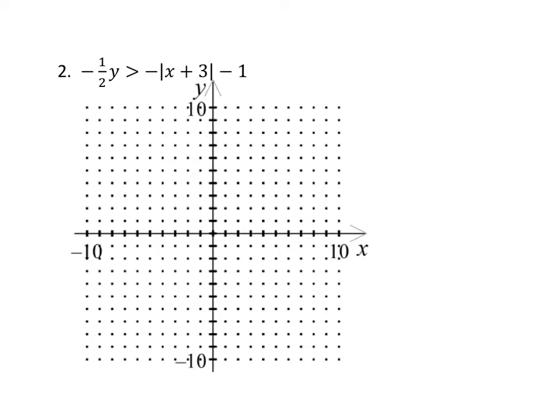And first thing we need to do is isolate y so that we can graph this absolute value function. And the first thing I'm going to do is multiply both sides of this inequality by a -2. And what that will do is allow me to get that y isolated. So let's go ahead and take care of this.